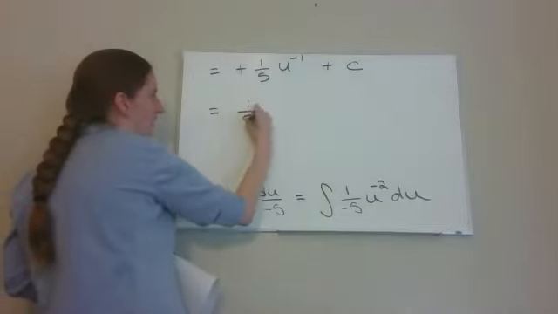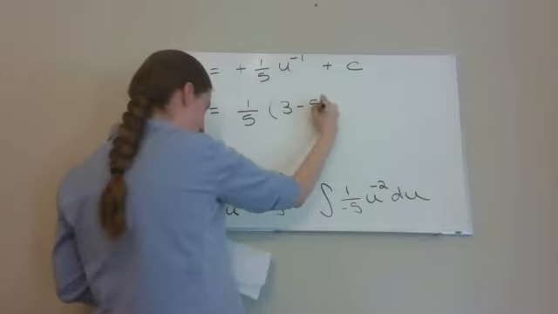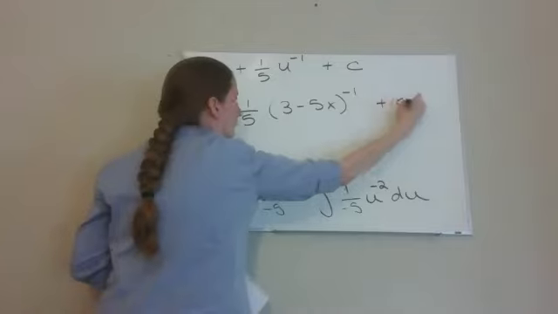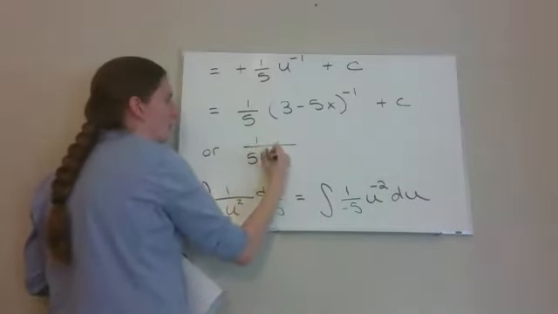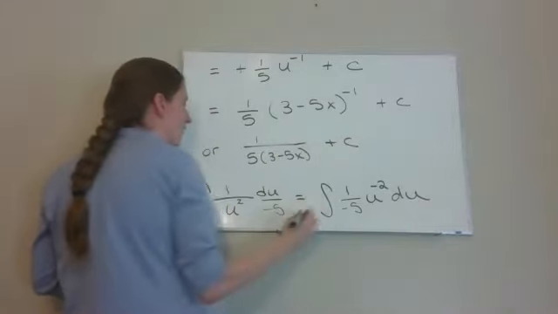So my final answer is a 1/5 times my u, which was 3 minus 5x to the negative 1 power, plus c, or we could move this 3 minus 5x to the denominator and write it that way.